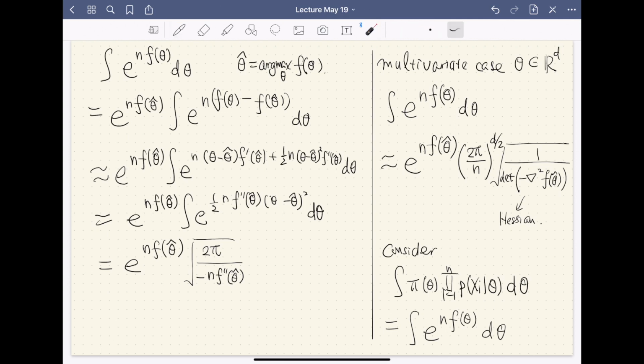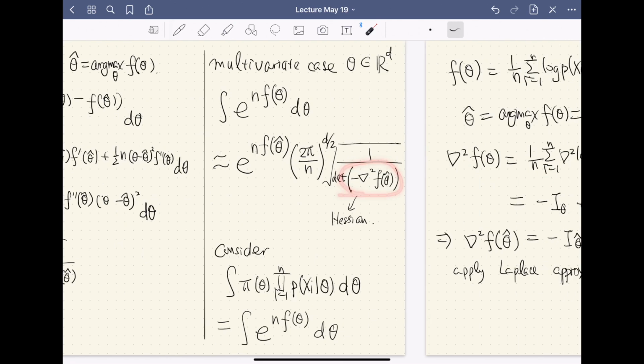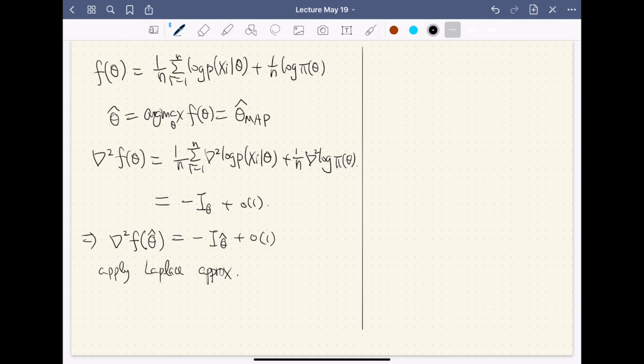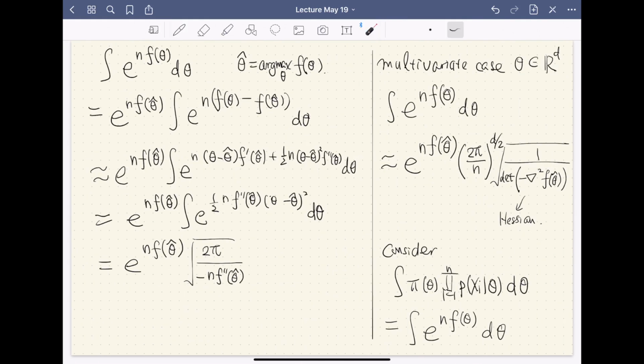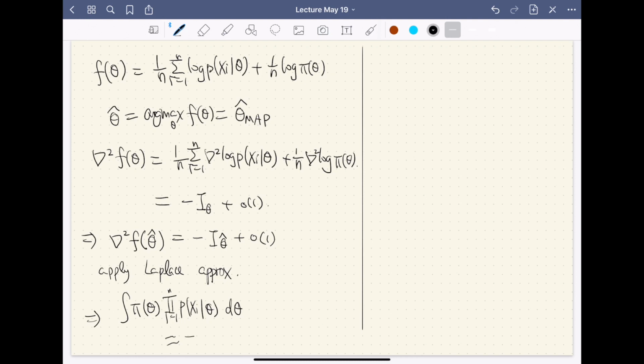Okay, let's take a look at the formula again. For such an integral, we can approximate by this formula. So in this formula, we only need to figure out what this guy is, right? This is the Fisher information. So after application of Laplace approximation, this marginal likelihood is approximately, well, the first term is going to be the function that you are going to integrate out, evaluated at theta hat, the maximizer. So it will be pi of theta hat, and then the likelihood function evaluated at theta hat.